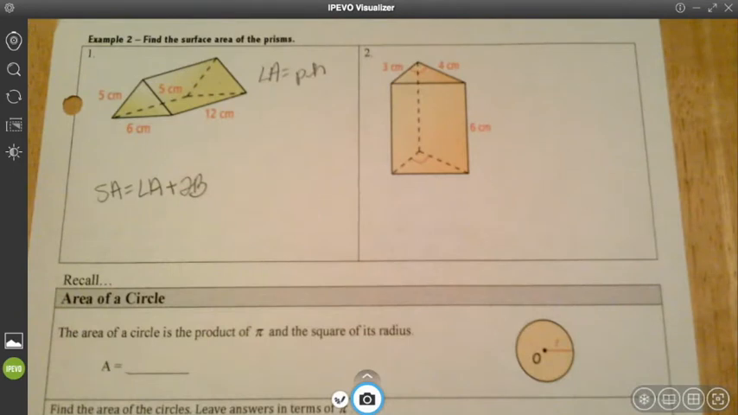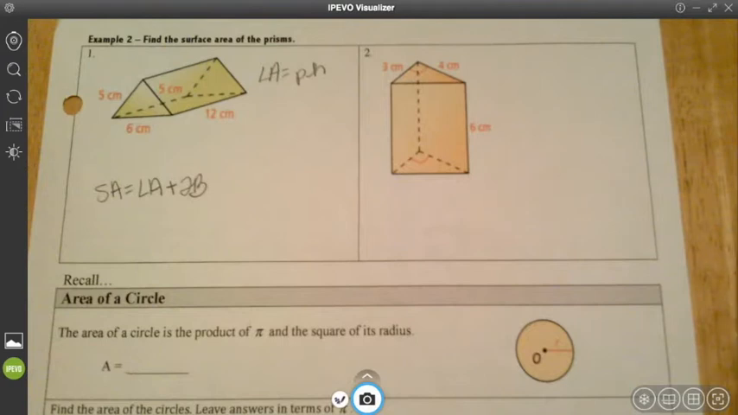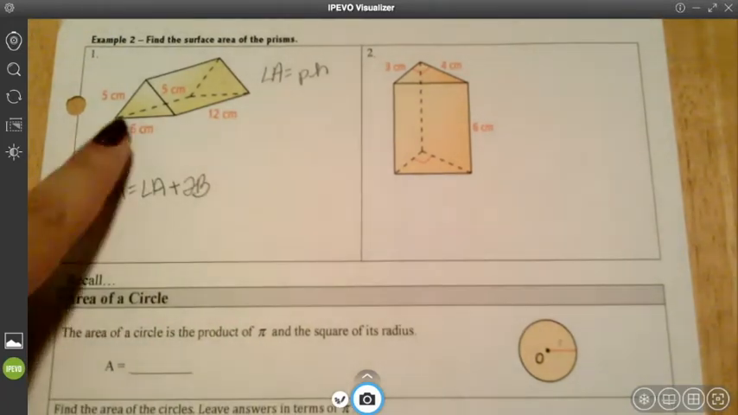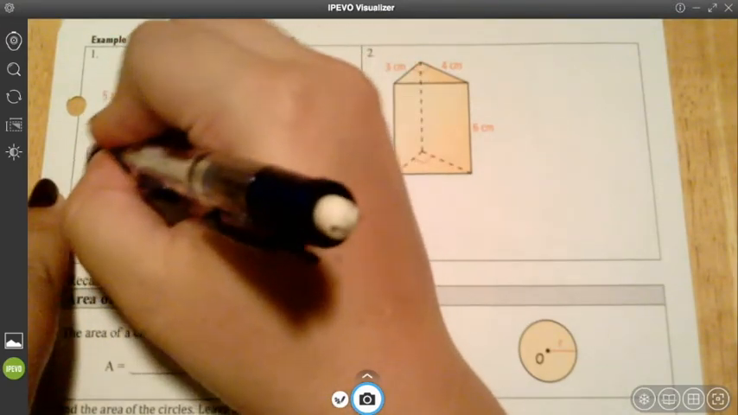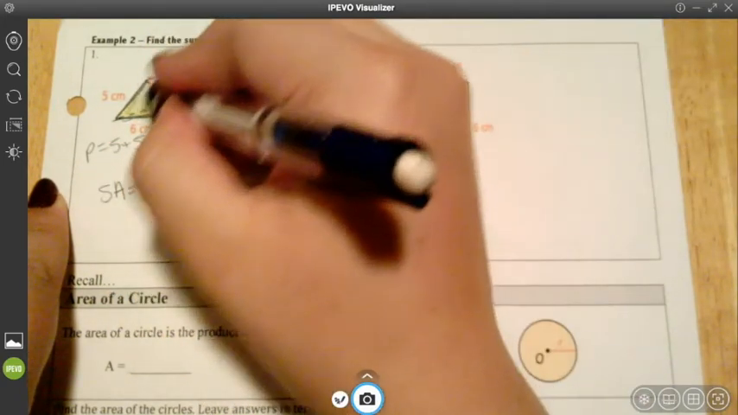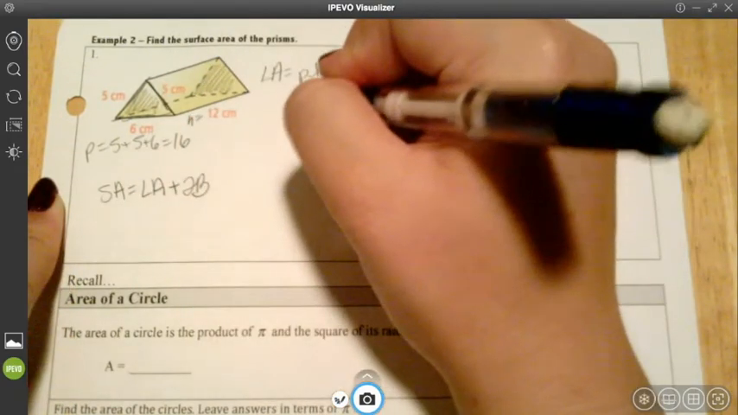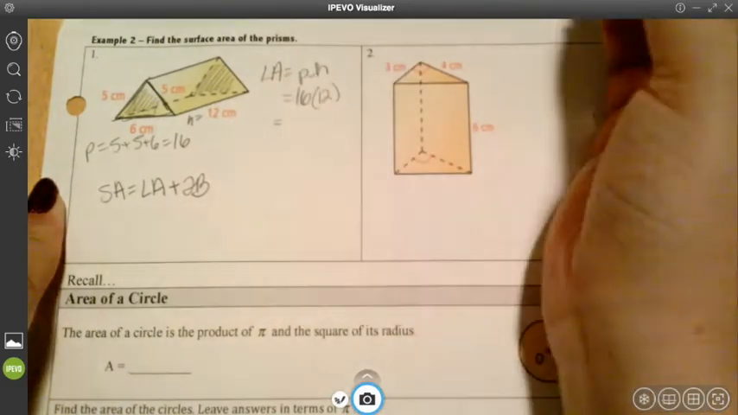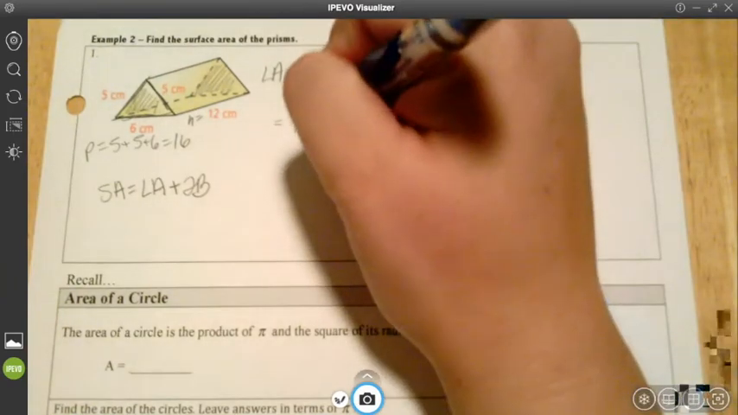Now the reason I do these as separate steps is because if I try to do them all in one equation, there's more likely a chance that I'll make a mistake because I'm trying to keep track of too many things at once. If I do them separately, it's going to be a little bit easier to keep track of everything. So here I'm going to say perimeter, 5 plus 5 plus 6. 5 plus 5 plus 6 is 16. Height is the distance between my bases, so I'm going to identify my bases and say this one is my height. 16 times 12 is 192 squared centimeters.